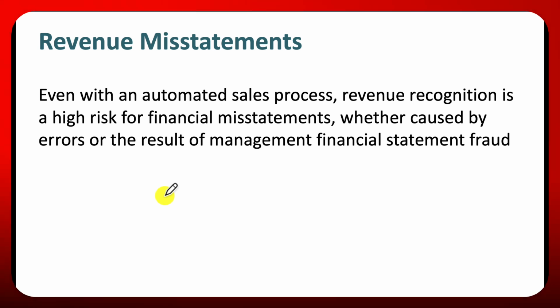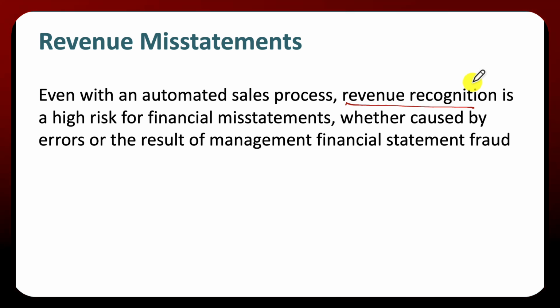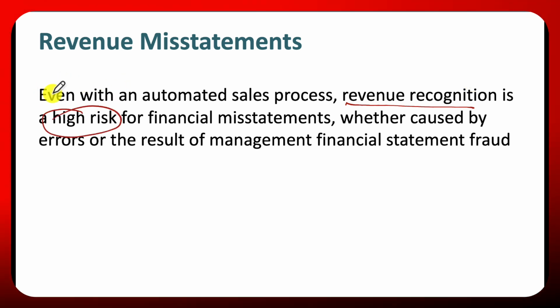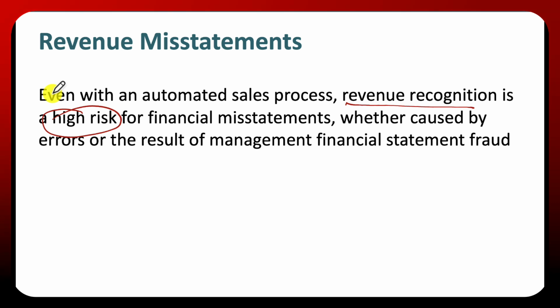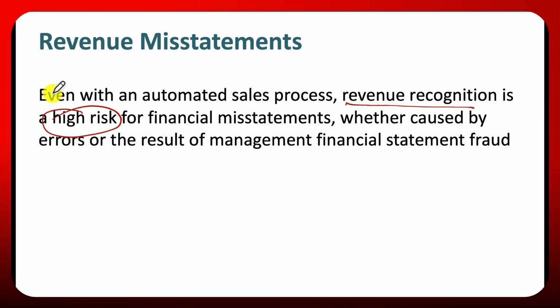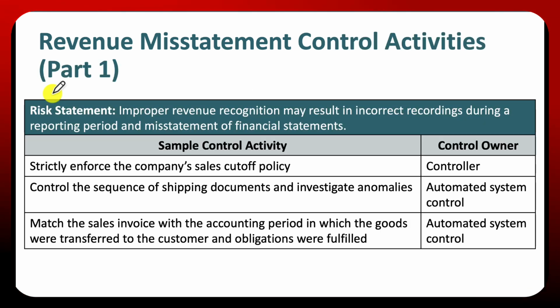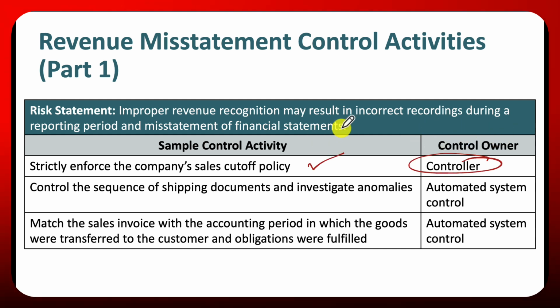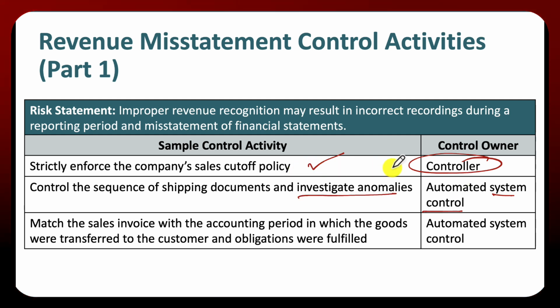Revenue misstatements. Even with an automated sales process, revenue recognition is a high risk for financial misstatements, whether that is caused by errors or as a result of management trying to perpetrate financial statement fraud. So let's review some of the revenue misstatements around control activities. So here we see that the controller would probably enforce the company's sales cutoff policy. We also see that the automated system might control the sequence of shipping documents and investigate any anomalies.